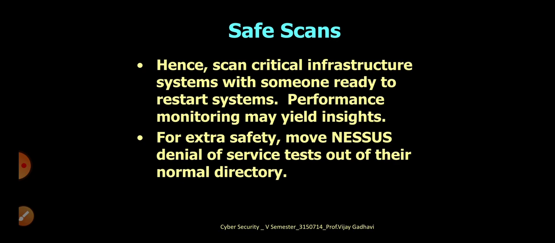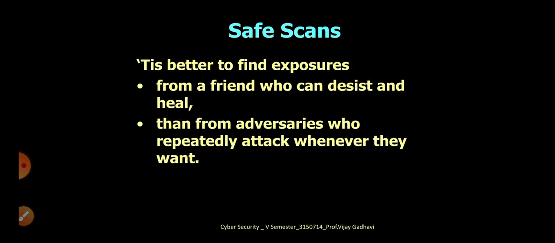For extra safety, move the NESSUS denial of service tests out of the normal directory. It's also safe. The normal directory means the path where exactly the data are located in your system. It is better to find exposures from a friend who can desist and heal than from adversaries who repeatedly attack whenever they want.